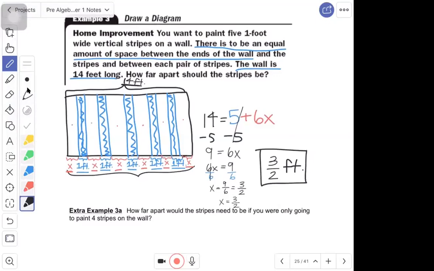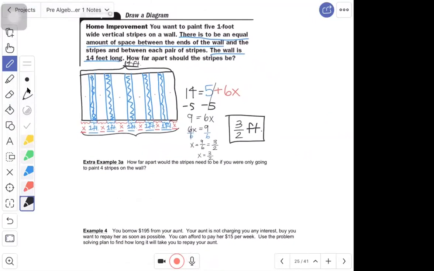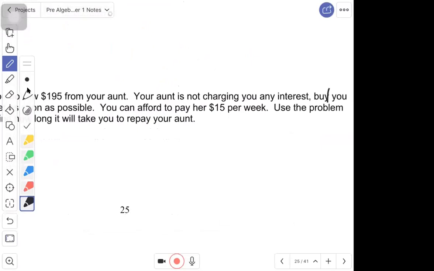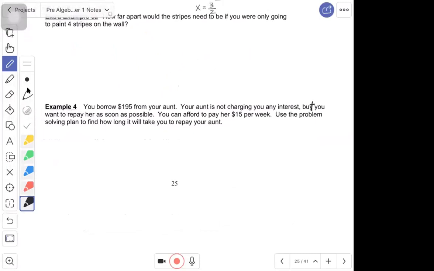All right, so we are going to skip extra example 3A and we are going to go down to example 4. Example 4 says, down the bottom here, you borrow $195 from your aunt. Your aunt is not charging you any interest, but you want to repay her as soon as possible. You can afford to pay her $15 per week. Use the problem-solving plan to find how long it will take you to repay your aunt.